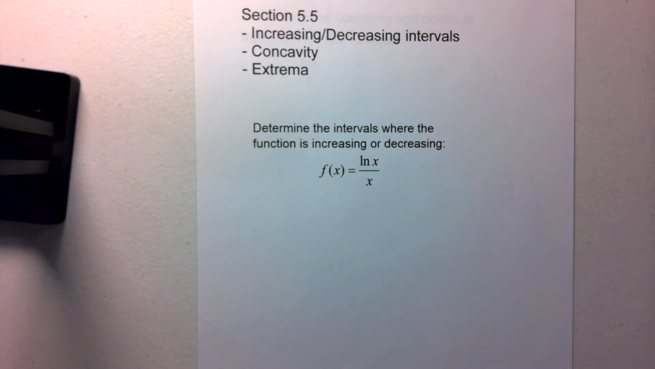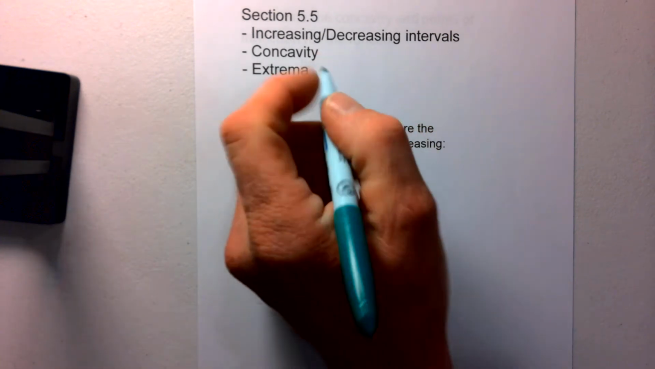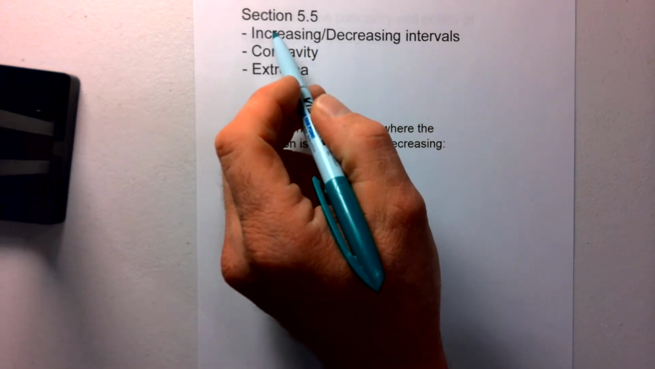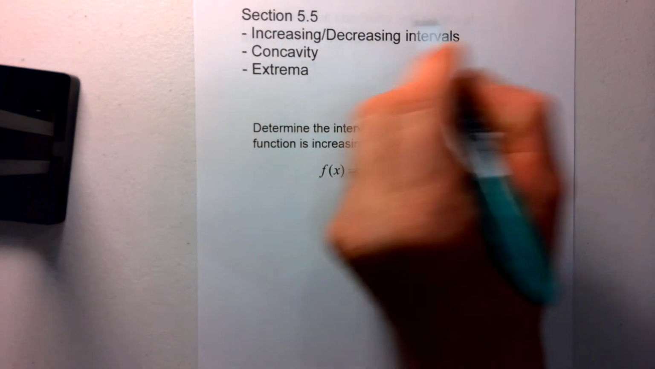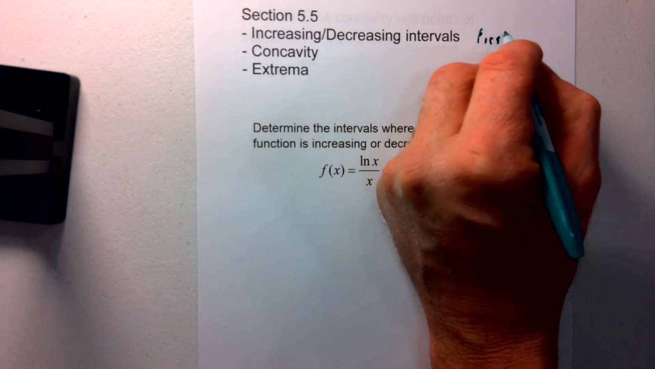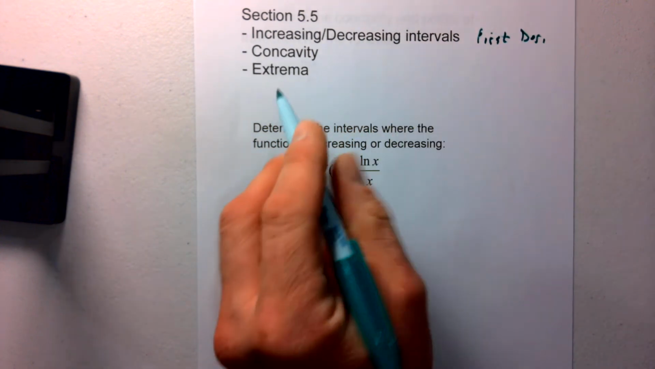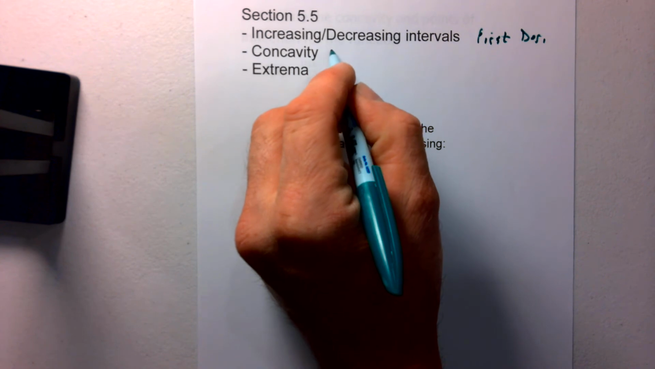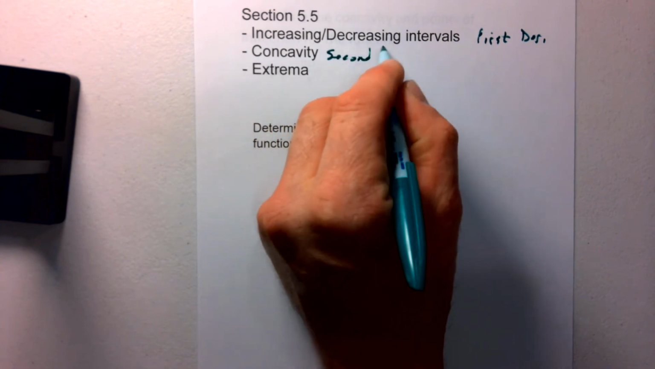Welcome back, section 5.5. We're going to spend today working on some of those oldies but goodies: increasing and decreasing intervals, concavity, and extrema. So, increasing and decreasing intervals and concavity, where do they come from? Do you remember? Increasing and decreasing intervals come from our first derivative test. Concavity comes from the second derivative test.